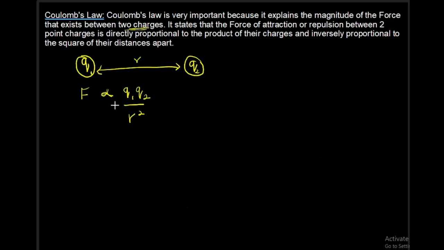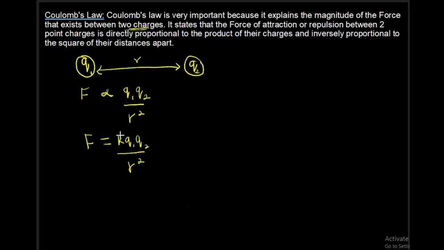Now, to convert this to an equation that we can use to solve problems, we need to introduce our constant. We have F, and as we bring in our equal sign, it becomes an equation. Then we introduce our constant, which is K. So we have F equals K Q1 Q2 all over R squared, where F is the force of attraction or repulsion between these two charges, K is the constant, Q1 and Q2 are the magnitudes of each individual charge, and R is the distance between the charges. This is the mathematical equation for Coulomb's law.